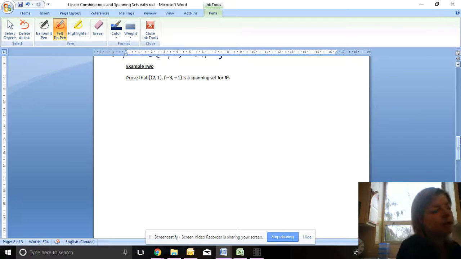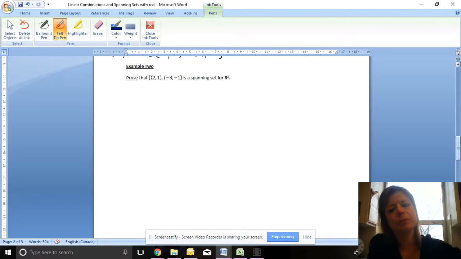Okay, example 2 is a little bit more onerous. We have to actually prove that these form a spanning set for R2.